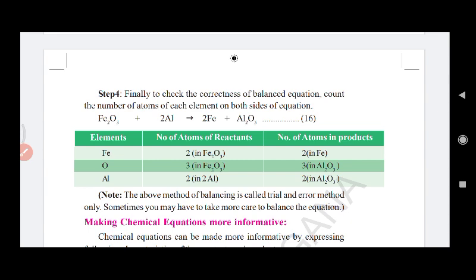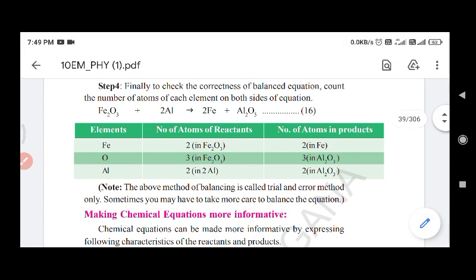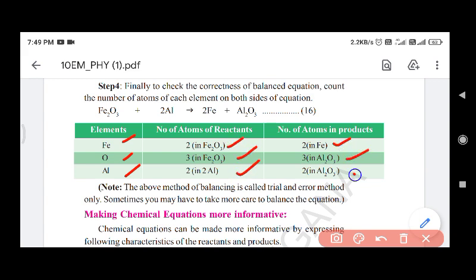If you look at the table, iron, oxygen and aluminum, both sides have an equal number. After balancing, we got an equal number of each element in the table. Okay, this method of balancing is called the trial and error method. So this is the easiest and simplest method of balancing a chemical equation.